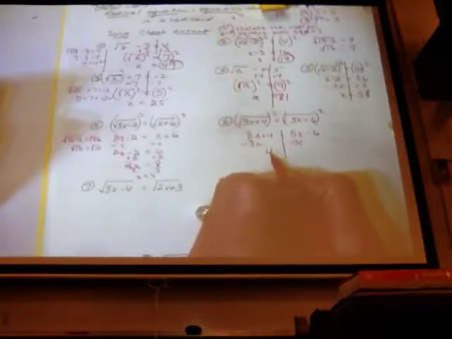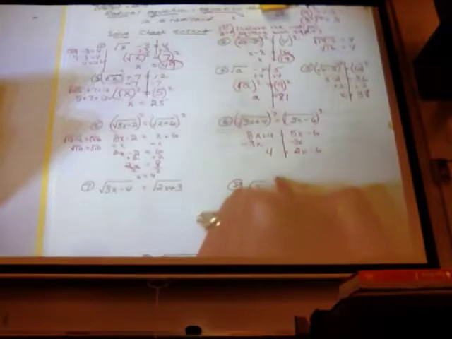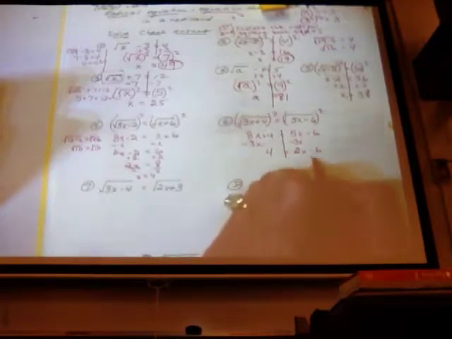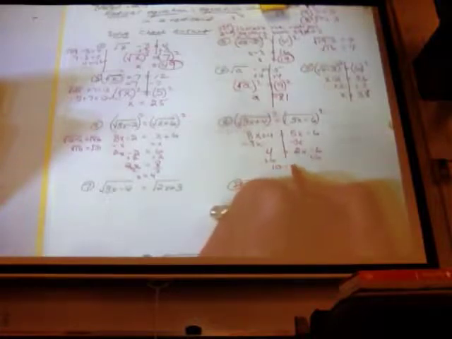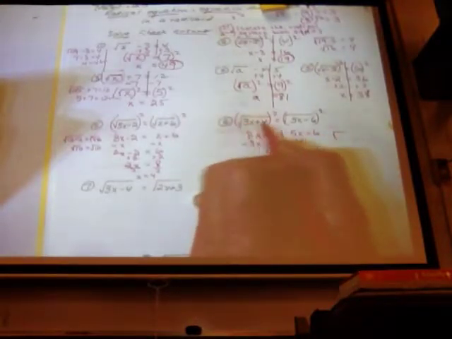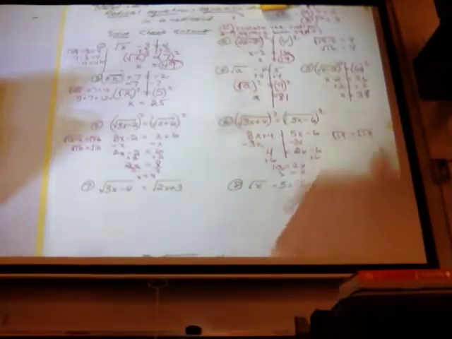So I get 4 equals 2x minus 6, add 6. 10 equals 2x, x equals 5. Does it work? I would have 15 plus 4 is 19. 25 minus 6 is 19. Good for us.